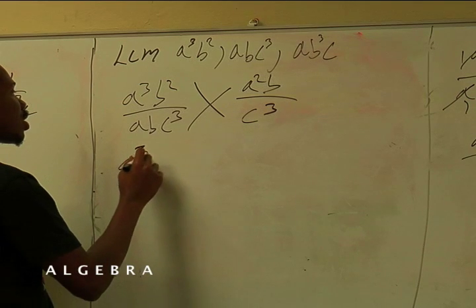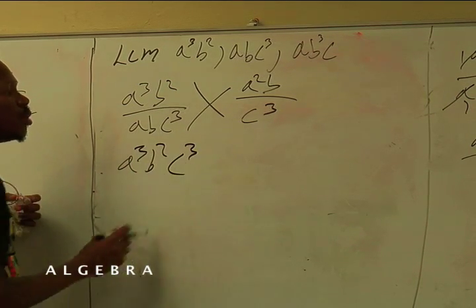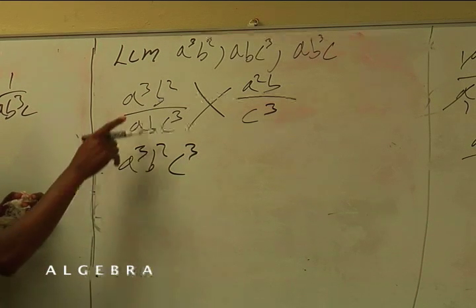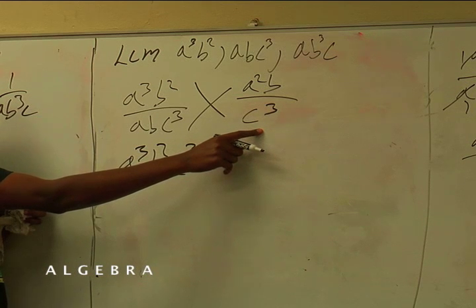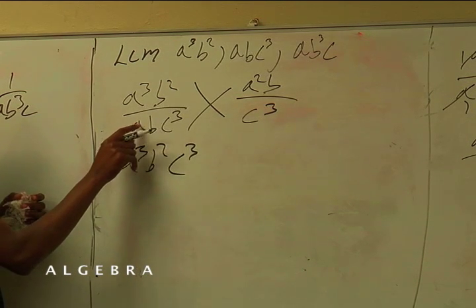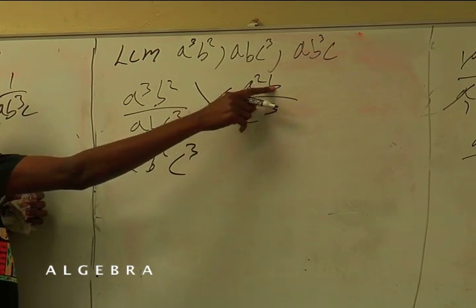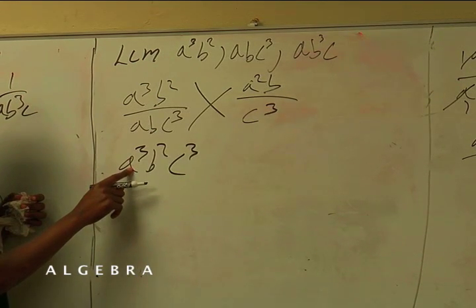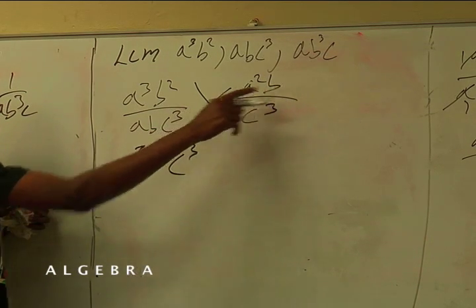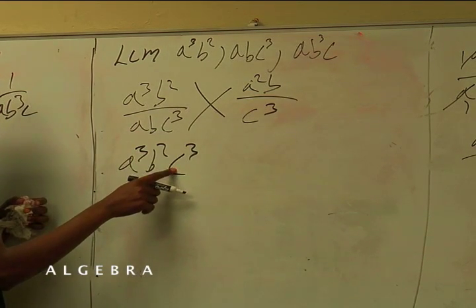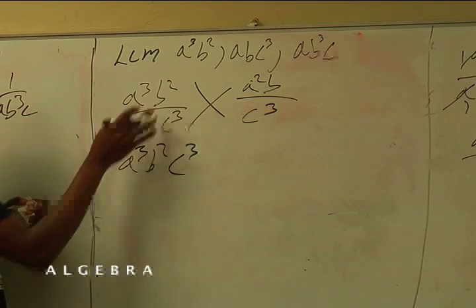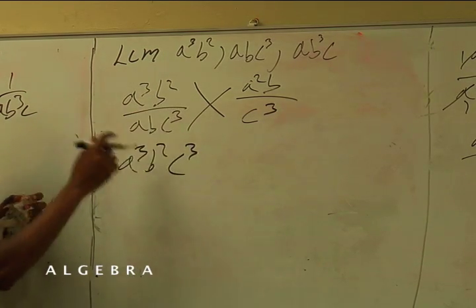So this is going to be a cube b square c cube. Because crisscross, I'm going to say a cube b square times c cube. Or this I'm going to say a b c cube times a square b. So a times a square is a cube. b times b is b square. c cube times 1. So you see, any way you do it is the same thing, but it's easier to do it this way. So now we reach here.